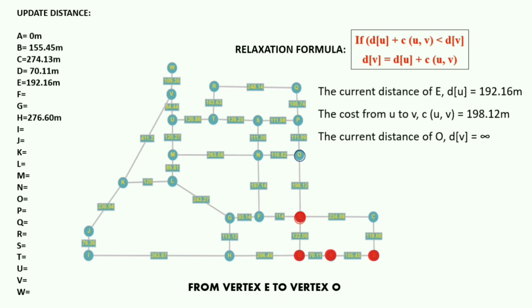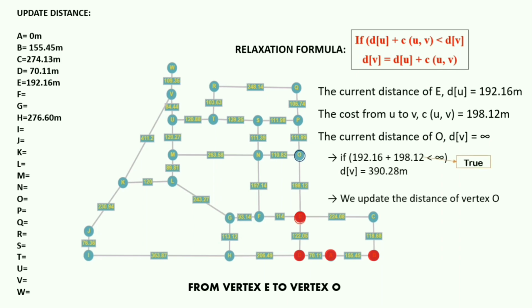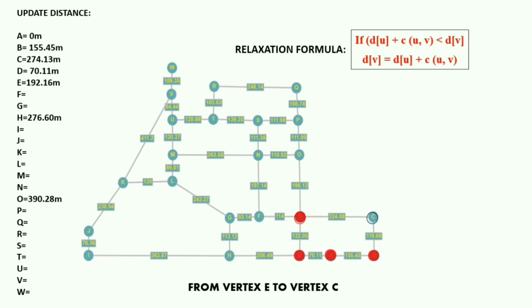So from vertex E to vertex O, the current distance of E is 192.16 meter. The cost from U to V is 198.12 meter, and the current distance of O is infinite. So if 192.16 plus 198.12 meter is smaller than infinite, which is true, then we will update the distance of vertex O. Then we move from vertex E to vertex C.